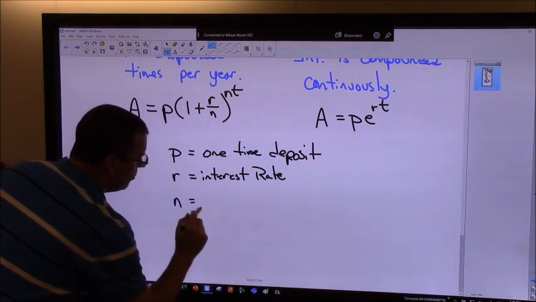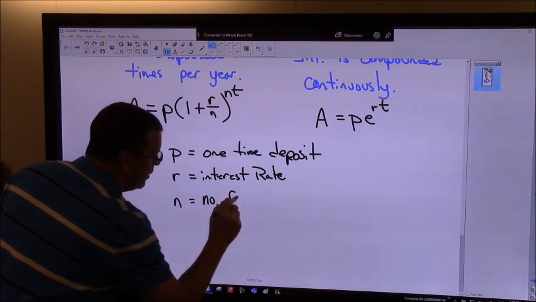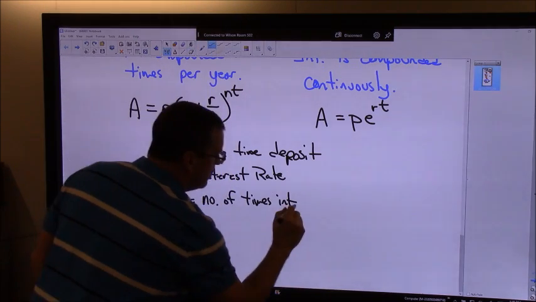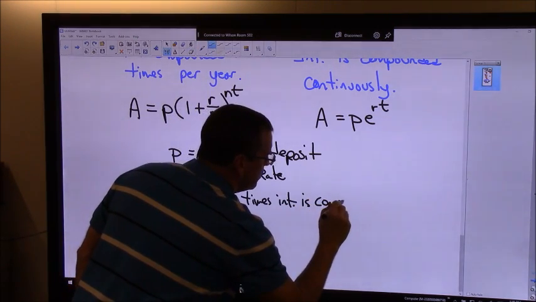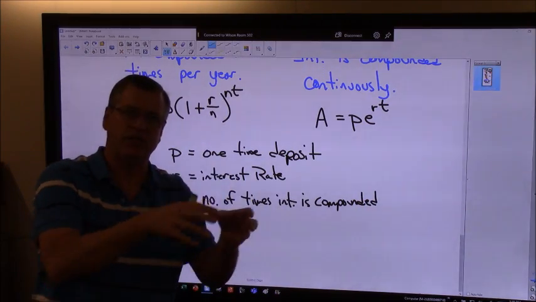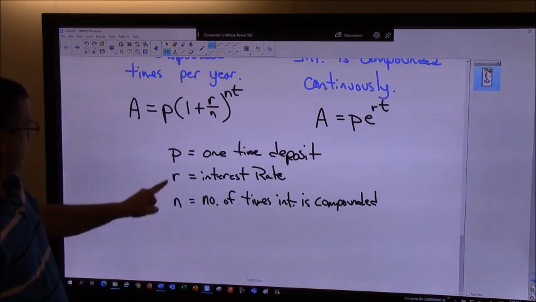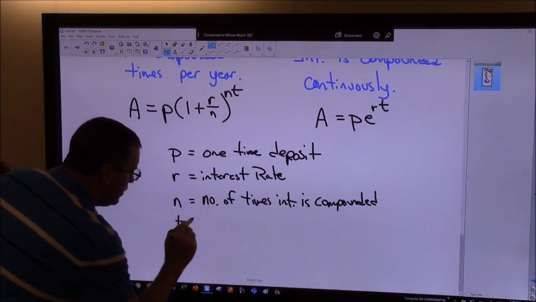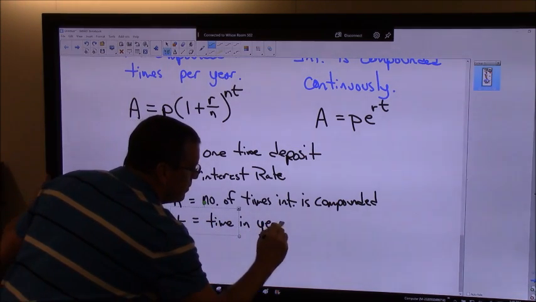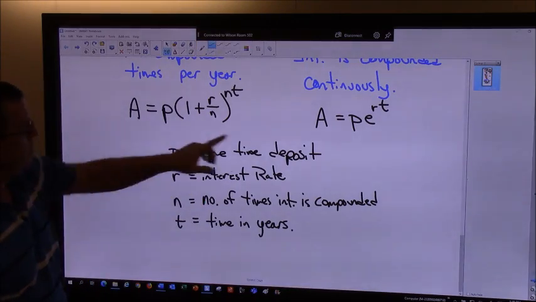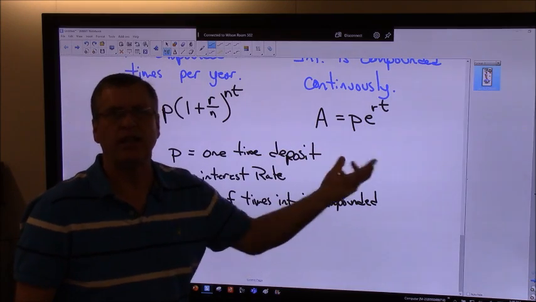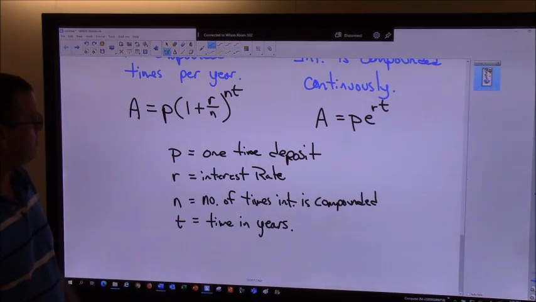N equals the number of times interest is compounded. Okay, so compounded means the number of times interest is paid. All right, what do we have left here? We've got T. T equals time in years. All right, notice how there's no N over here? That's because interest is being compounded continuously, and the number E takes care of that for us. Okay, so T is our time in years.